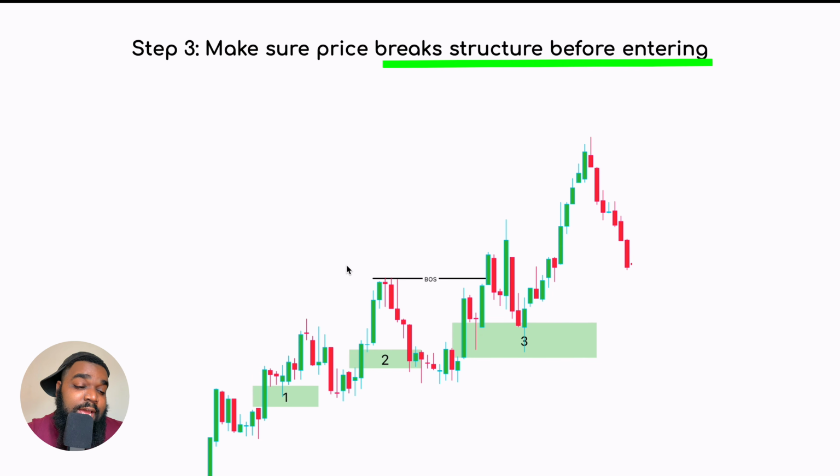Before you do any of that, you want to make sure that price breaks structure. So remember, we talked about that. You got the high, low, high, low, high, low, all that stuff. But you want to make sure price breaks structure. After price breaks structure, then you would enter off the third fair value gap. So you wouldn't enter right here quite yet because you want price to break structure right here. You need a new high. And then boom, you enter right here and you'll make a lot of money.